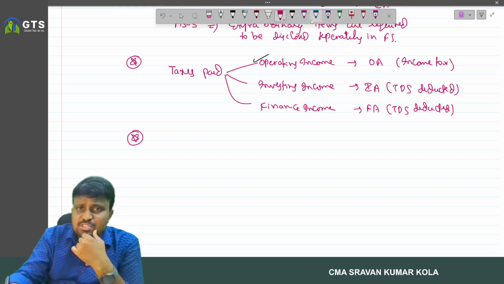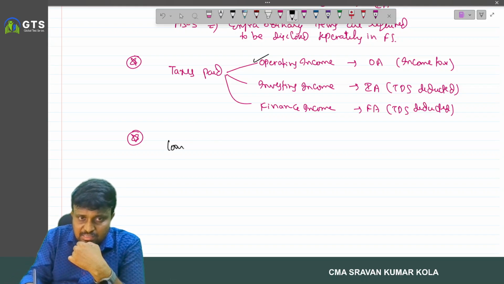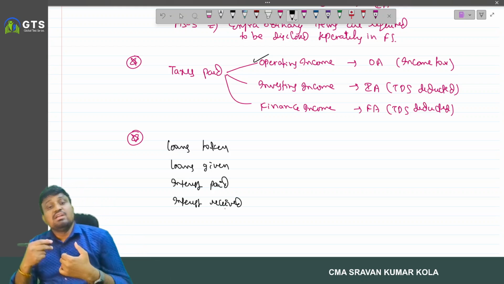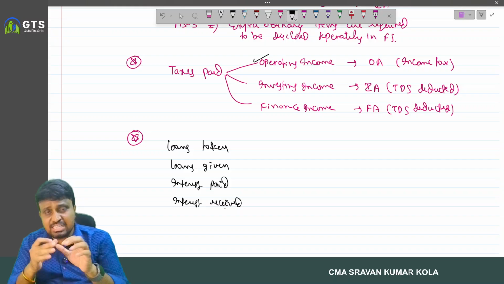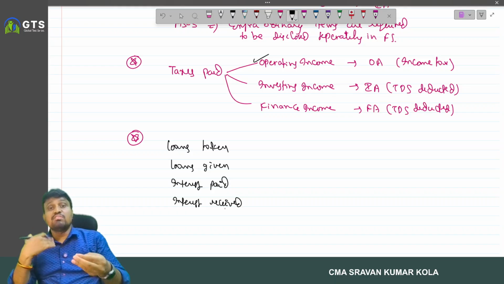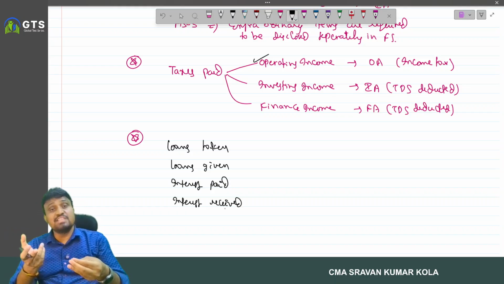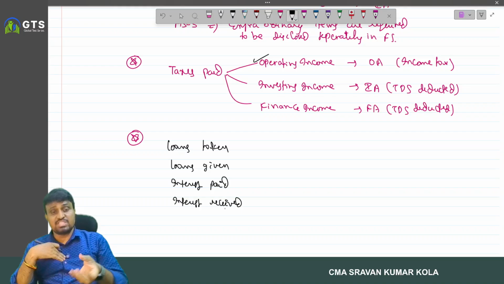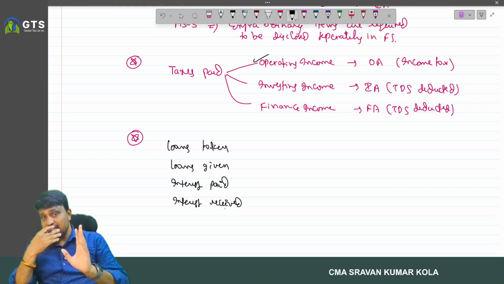Then the third one. There are some situations like loans taken, loans given, interest paid, and interest received. Where do we have to consider these? Generally, loans taken are covered under what? Financing activity. Any loans we give are our investment and are covered under investing activity. Interest received is covered under investing activity, and interest paid is covered under financing activity.